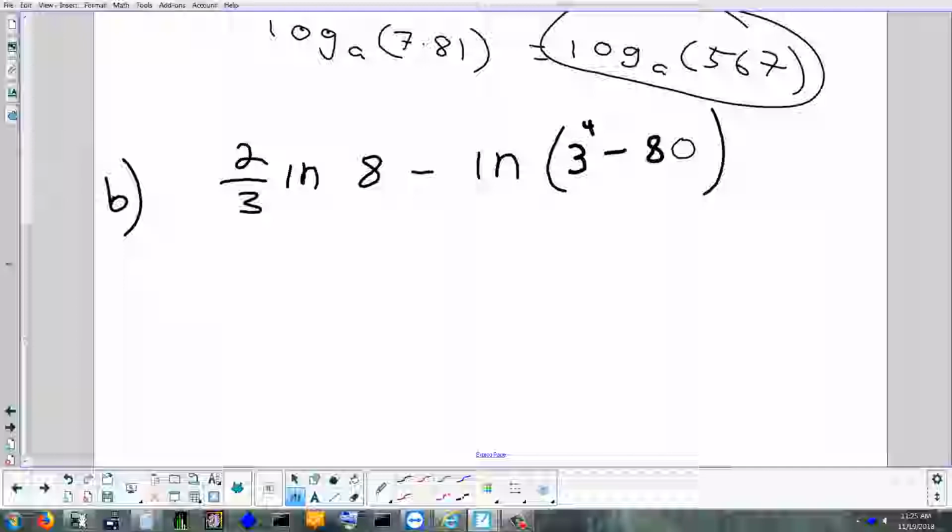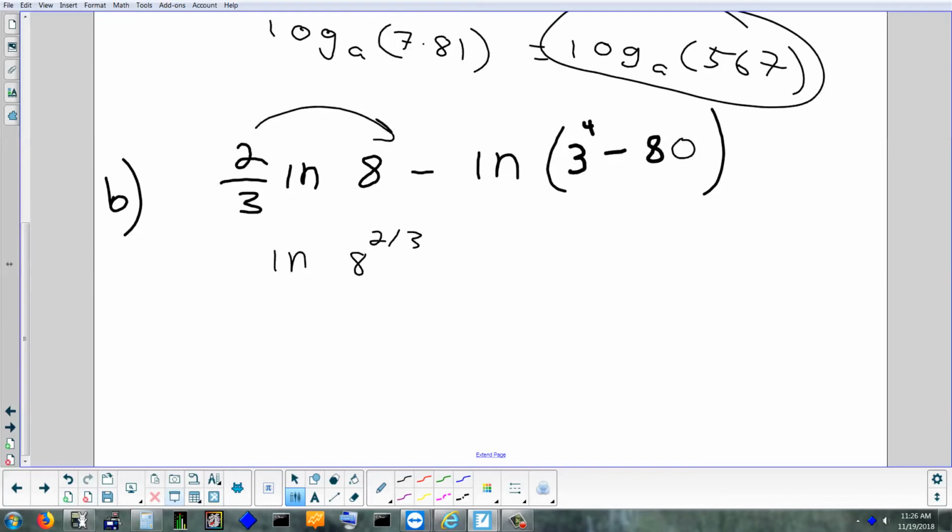Okay, Madison, what's the first thing I should do here? With the 2/3 of the power. Yep, we're going to put the 2/3 back as an exponent. So it's going to be ln of 8 to the 2/3 minus the ln, and let's do that out. So 3 to the 4th is 81, and then 81 minus 80 is just 1.